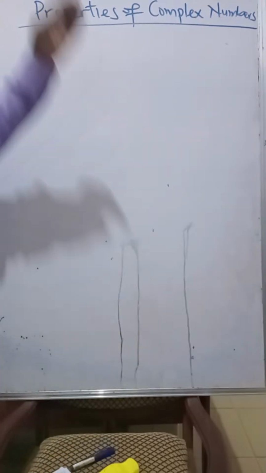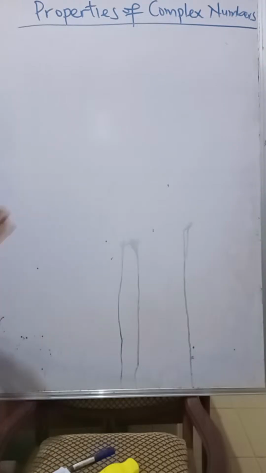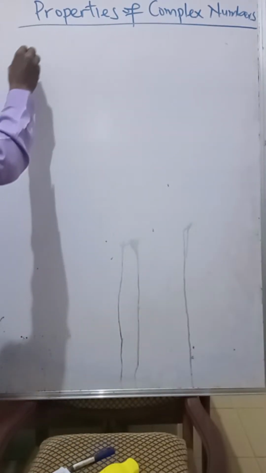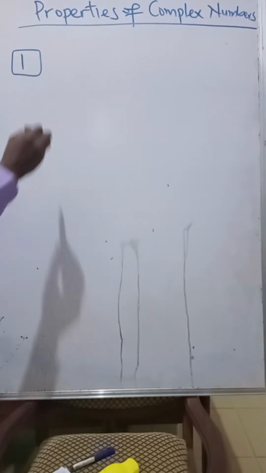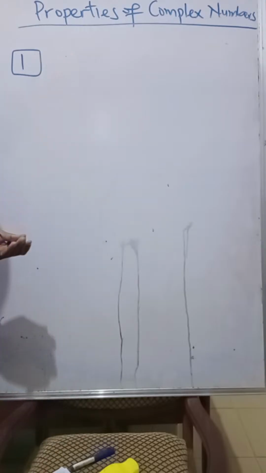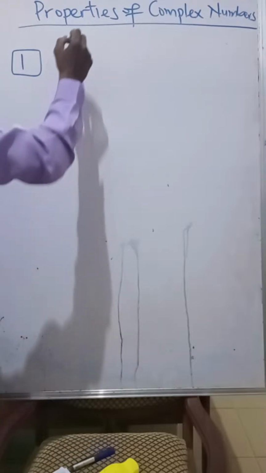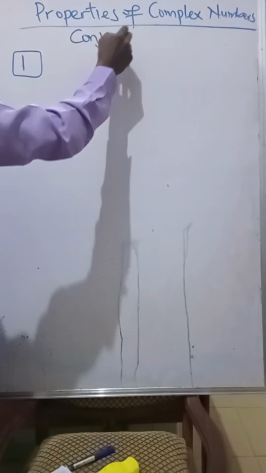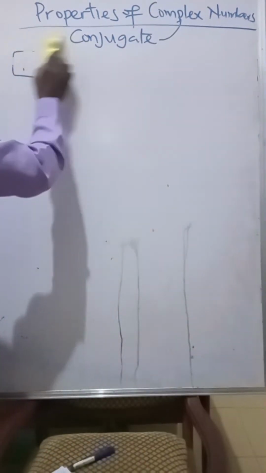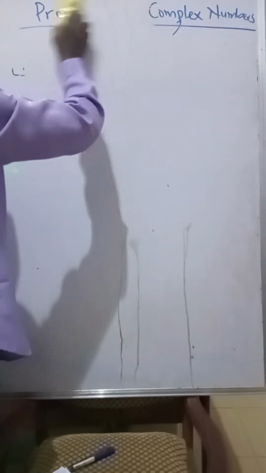Welcome to this continuation of complex numbers. We are looking at the properties of complex numbers. The first topic is the conjugates of a complex number. That's the first thing we're looking into, and after that, we take the properties of the conjugate of a complex number.